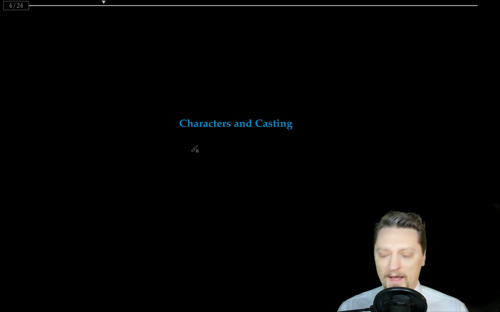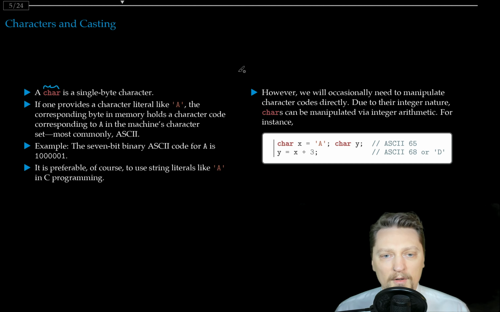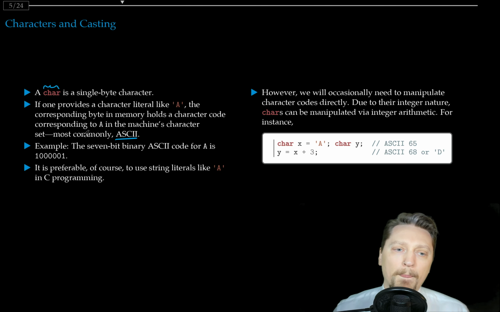Characters and casting. A char is a single byte character. So this is the name given to this type. If one provides a character literal like 'A', the corresponding byte in memory holds a character code corresponding to A in the machine's character set, most commonly ASCII, which we went over in a previous lecture. Example, the 7-bit binary ASCII code for A is 1000001, as we saw previously.